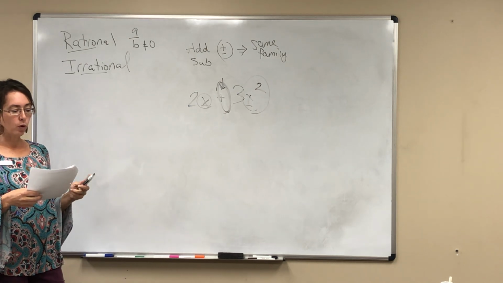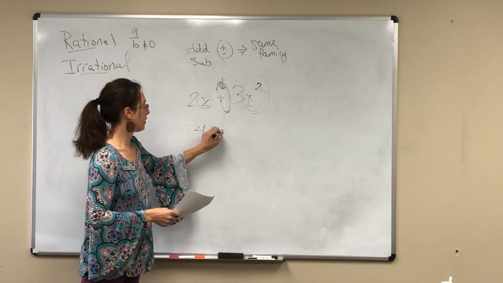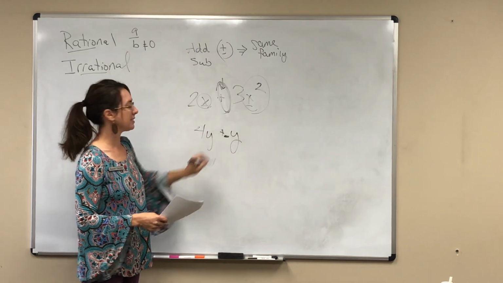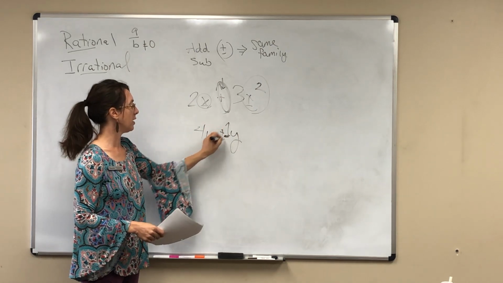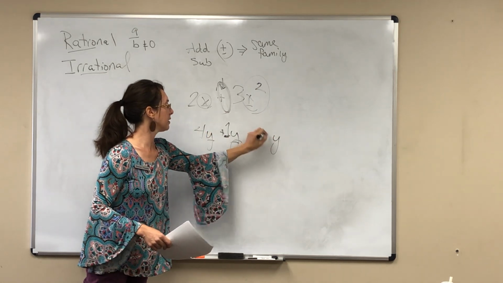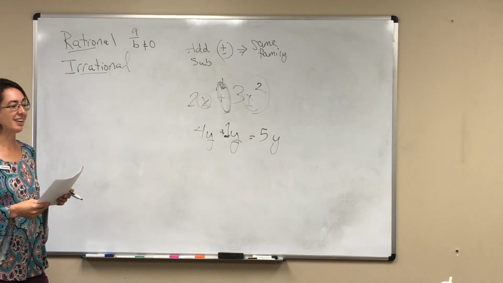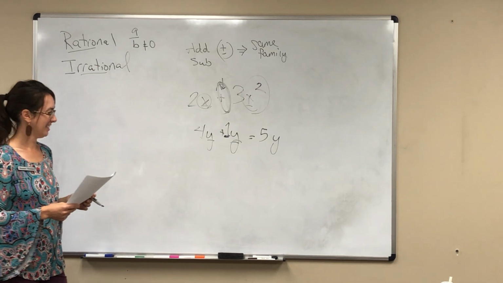Okay. So 4y plus y. This one doesn't have a coefficient. It's really 1. 4 plus 1. The family is the y family. So we have 5y.